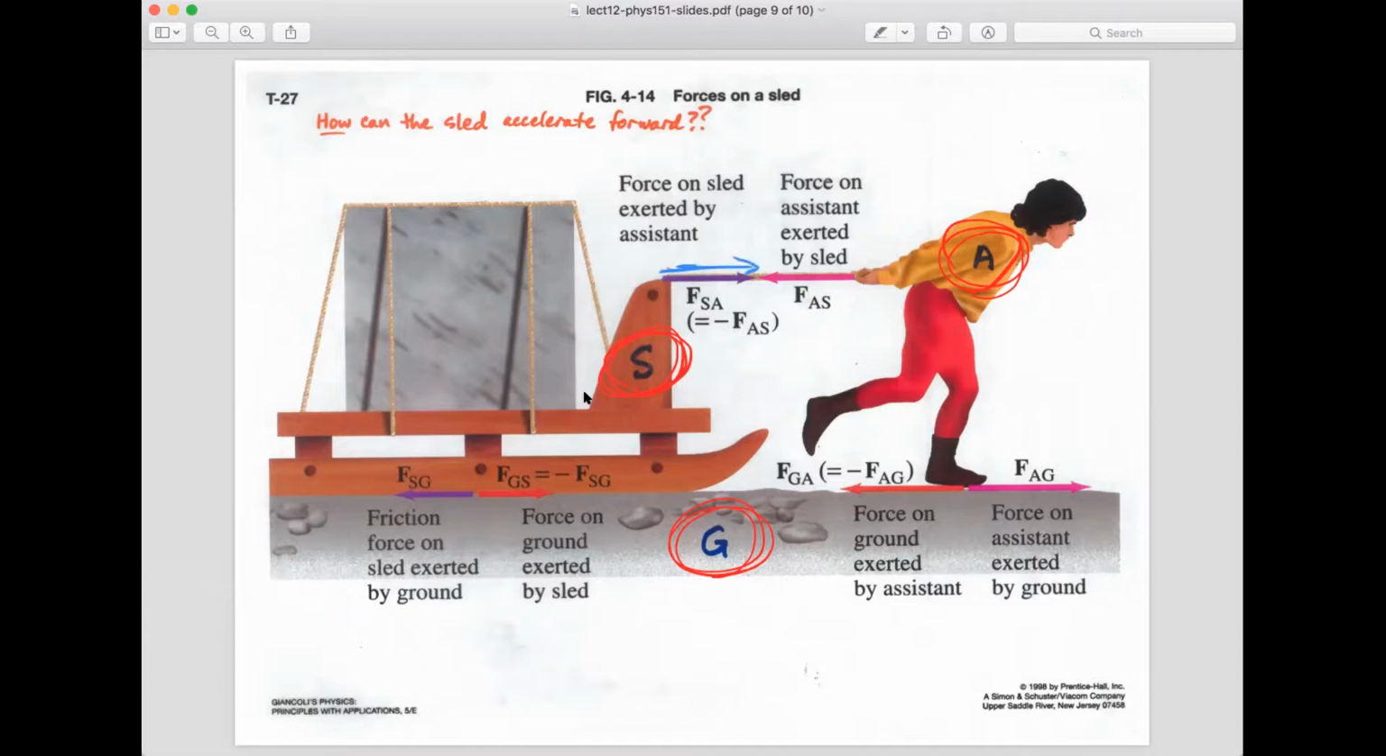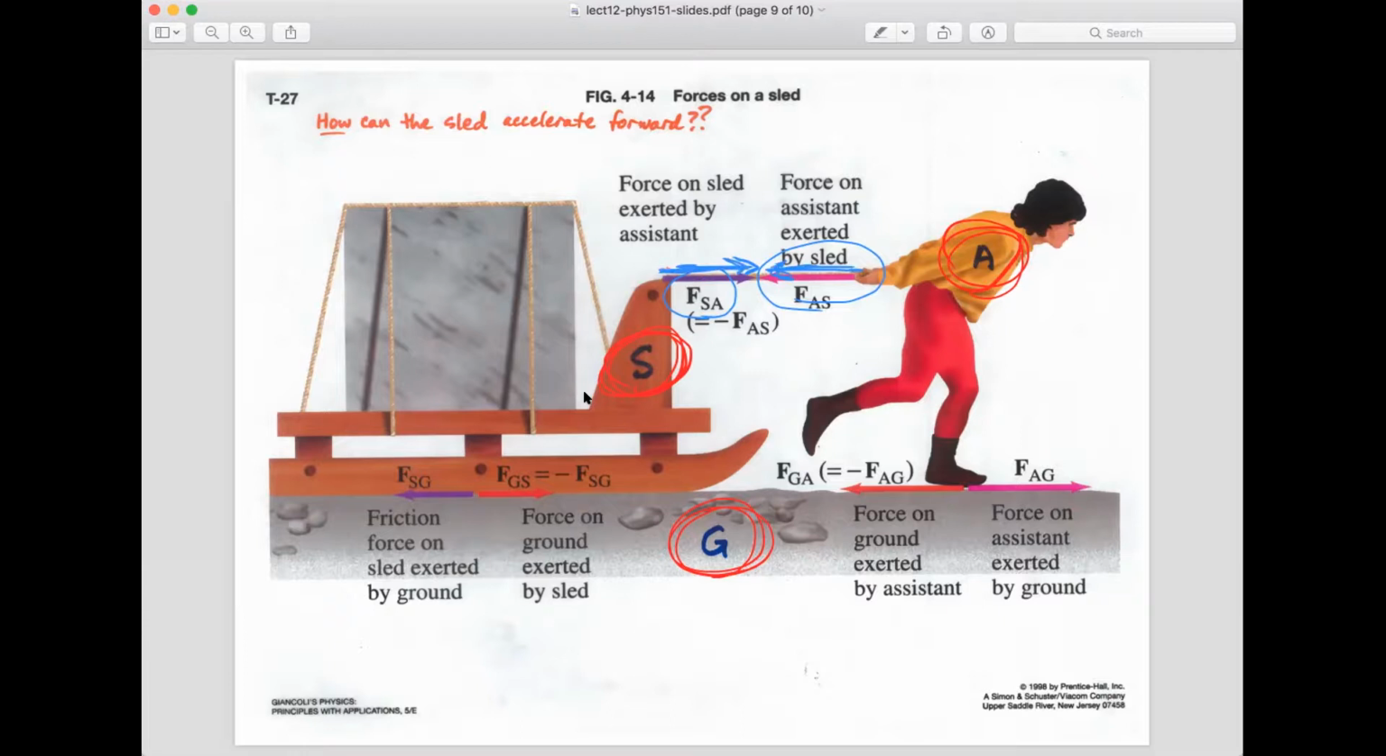Now notice if the assistant pulls on the sled with a particular amount of force in the forward direction, and we're going to ignore the presence of this rope here, right? Don't worry about the rope. Pretend that the assistant is simply holding directly onto the sled. If you add the rope, it adds another object, but everything we're saying will still apply. Okay. So if this is a particular number of newtons that the assistant's pulling forward, then the sled pulls backward on the assistant with the same number of newtons at exactly the same time.